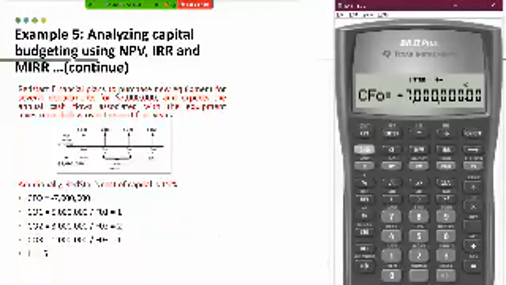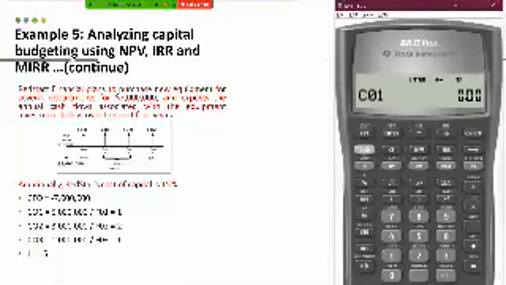Okay, for the next step, you can see there is an up and down arrow here. Because this financial calculator only has one line, in order for you to key in the next value, you press the down arrow.